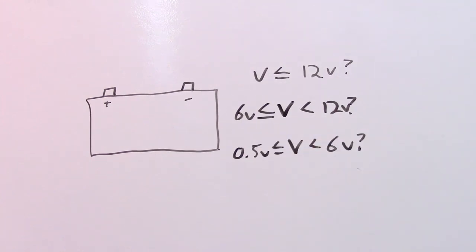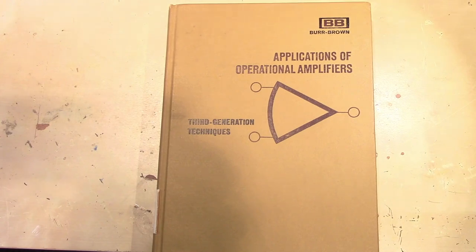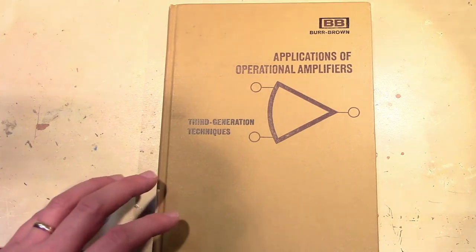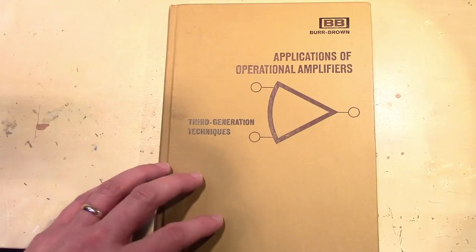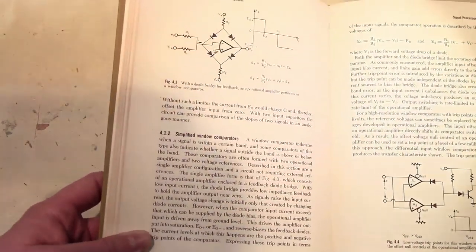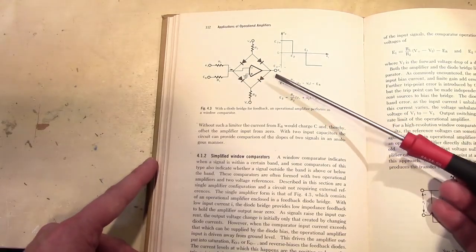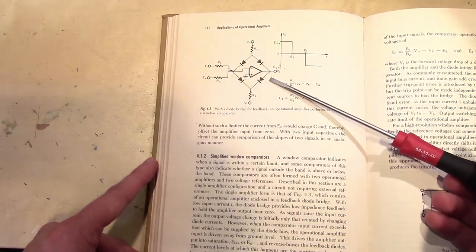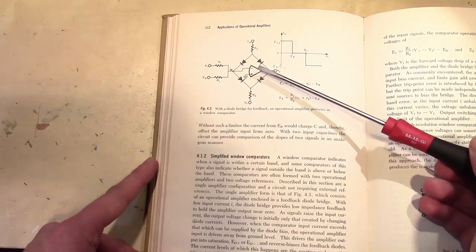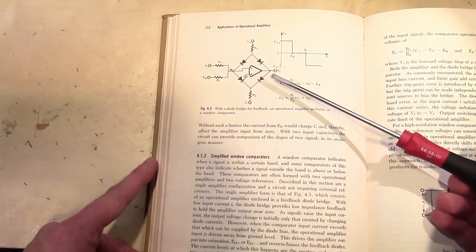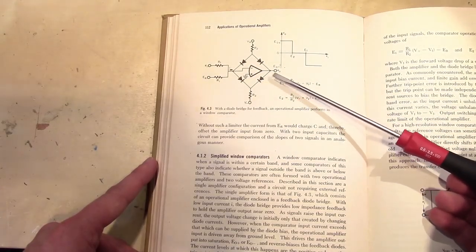And that certainly works, nothing wrong with that, but it got me thinking about comparator circuits and specifically window comparators. And this reminded me of an interesting circuit that I'd first seen in an old Burr Brown Applications of Operational Amplifiers book. And it's this circuit right here. Now this is a window comparator circuit, although unlike most window comparator circuits, it only uses one op-amp. Most window comparators use at least 2.